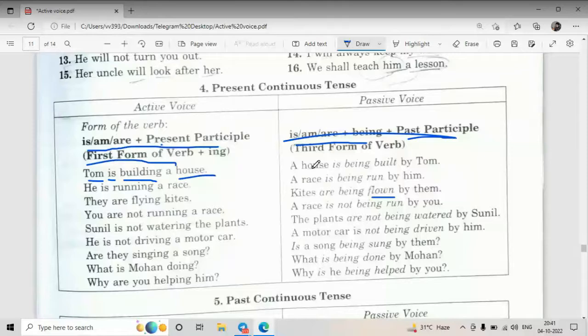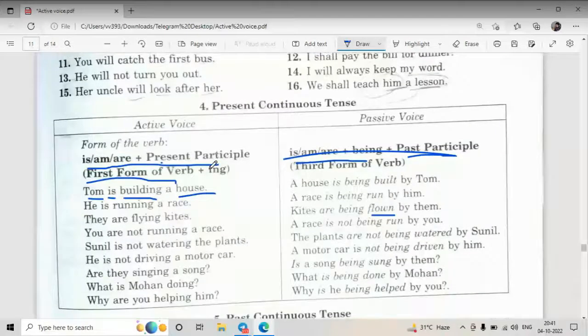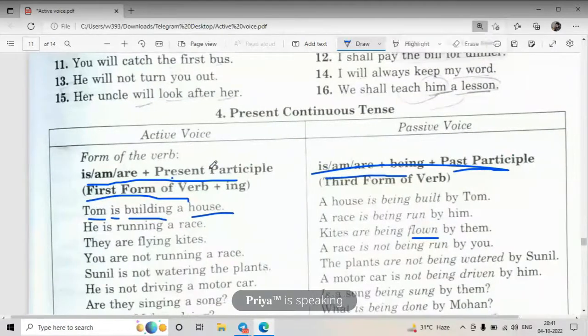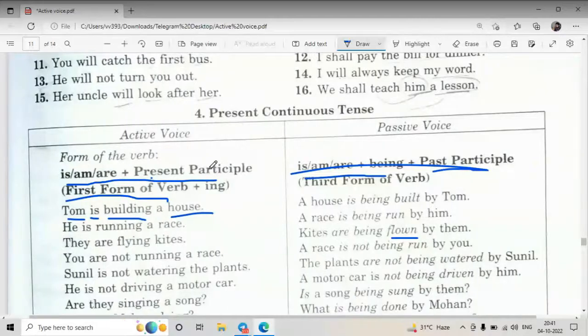Now if any of you have any doubt, you can ask me. No doubt, it's clear. Would you like to make any sentence of present continuous tense formation in active voice as well as passive voice? Okay, I'm making.